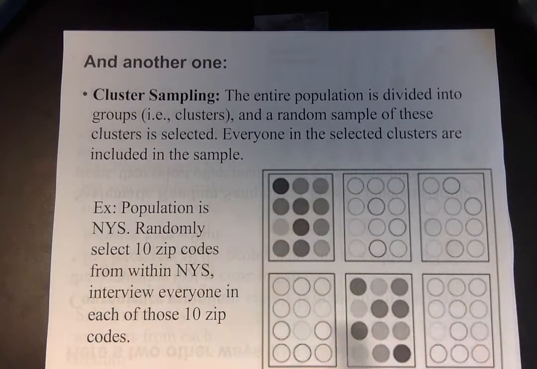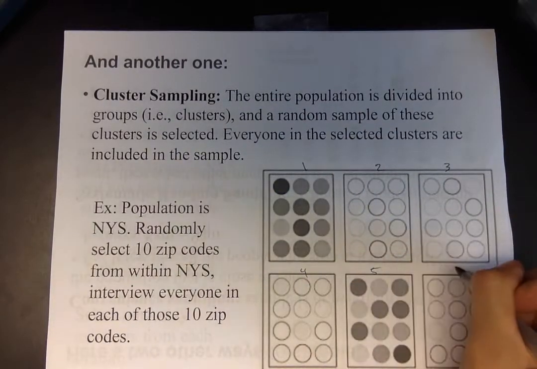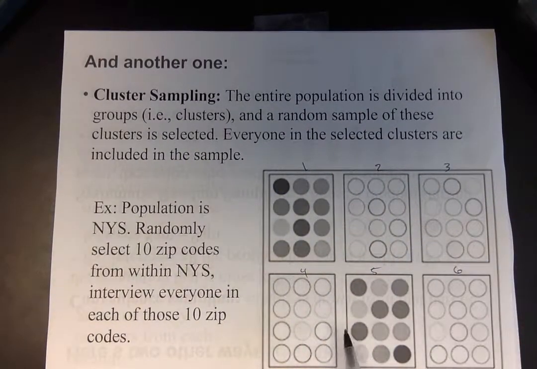So you had six groups, and each group had 12 items in it. You could use a random number generator or your random number table to randomly pick which two of these six you wanted to look at. So maybe you'd use your random number table to pick out a sample of 2 from a population of 6.